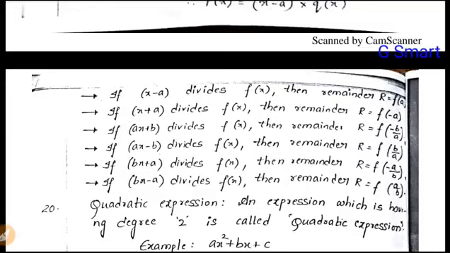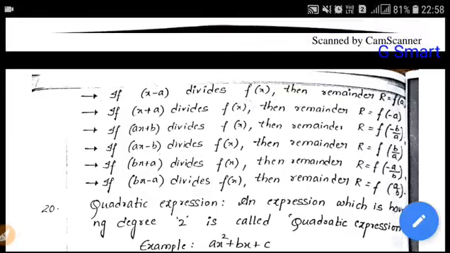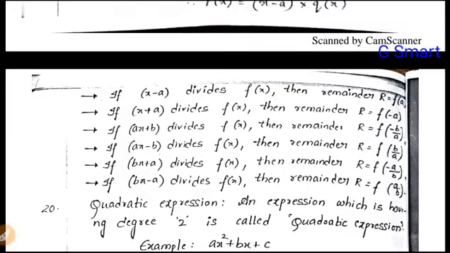If x minus a divides f of x, so x minus a is equal to 0 means x is equal to a, means in the place of f of x you substitute a, means the remainder is f of a. So x plus a divides f of x means x plus a is equal to 0, x is equal to minus a, in the place of x you just substitute minus a, that is, remainder r is equal to f of minus a.